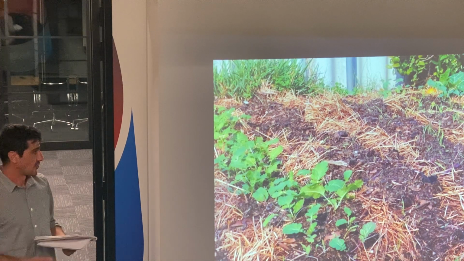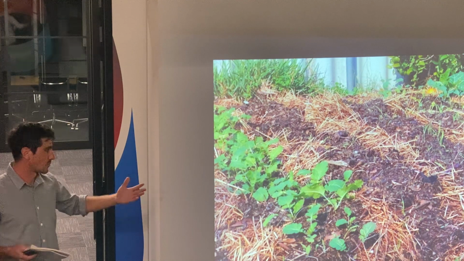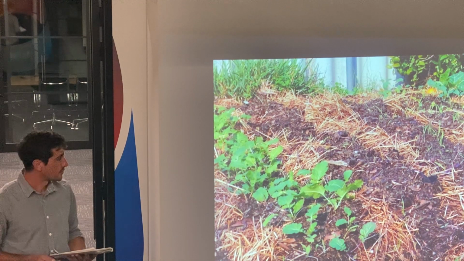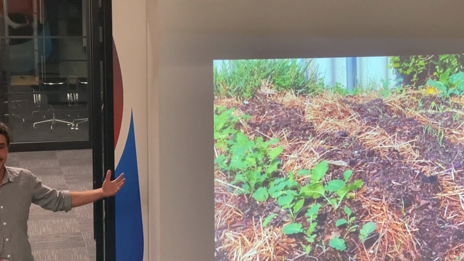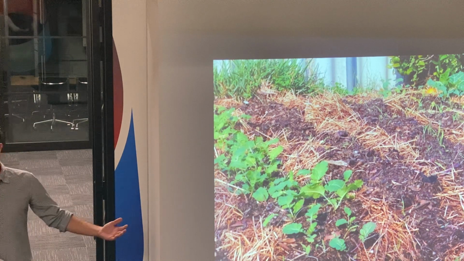Yeah, so there are different techniques of stratification that we can use. So this is a permaculture way of gardening, and also a way of managing our waste.